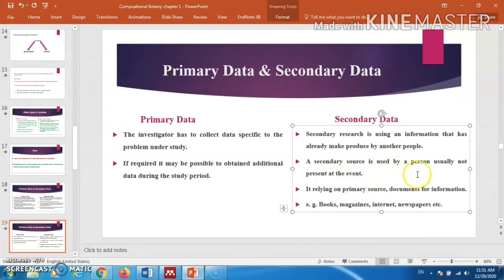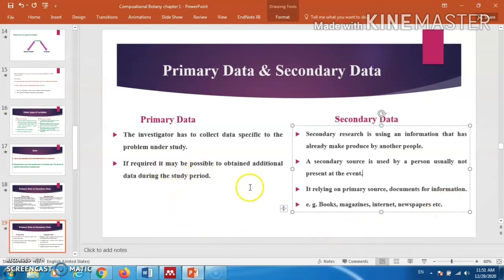A secondary source is used by a person usually not present at the event. For example, in the case of secondary data, you have collected some information, but you are not a witness of those things. It means you are not personally present at that point. It relies on primary sources and documents for information, for example books, magazines, internet, newspaper, etc.